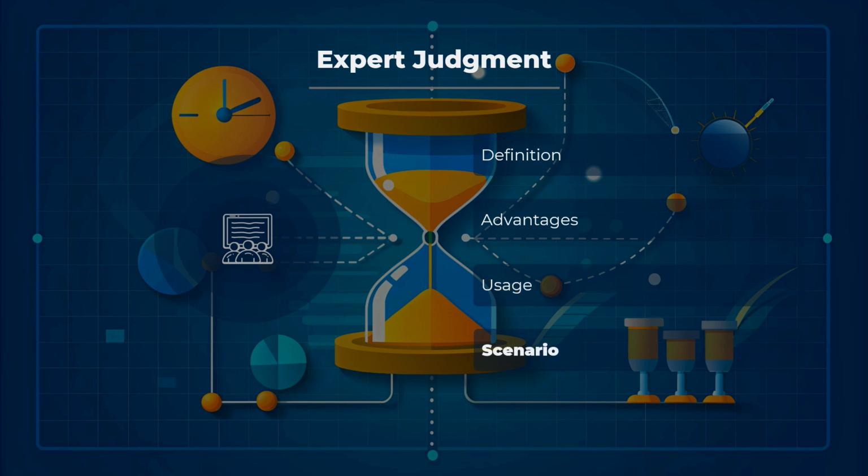Imagine we are planning a new software development project. The project manager consults senior developers who have extensive experience in similar projects to estimate how long the coding phase will take. Their expert judgment provides a reliable estimate, considering the specific requirements and potential challenges. The next technique is analogous estimating.